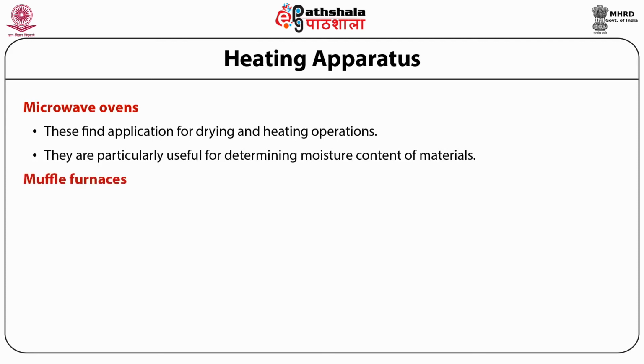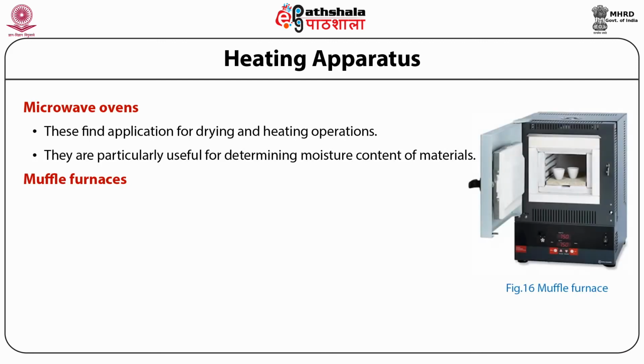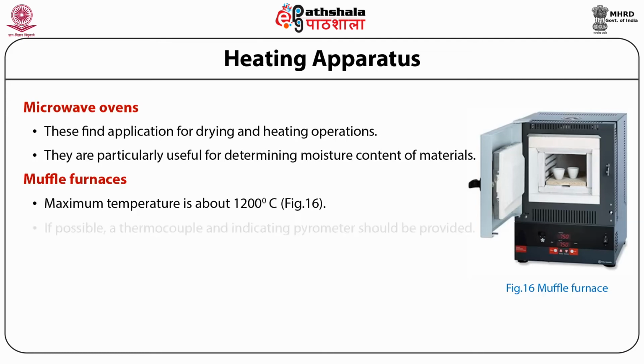Muffle furnaces. An electrically heated muffle furnace as shown in figure 16 should be available in every well-equipped laboratory. The maximum temperature which can be attained is about 1200 degrees centigrade. If possible, a thermocouple and indicating pyrometer should be provided. Otherwise, the ammeter in the circuit should be calibrated and a chart constructed showing ammeter and corresponding temperature readings.